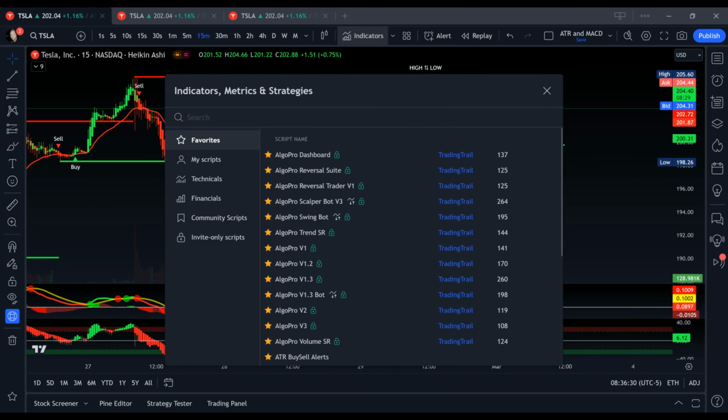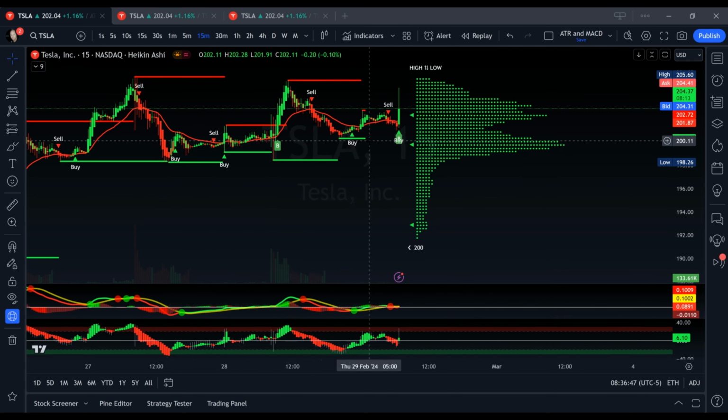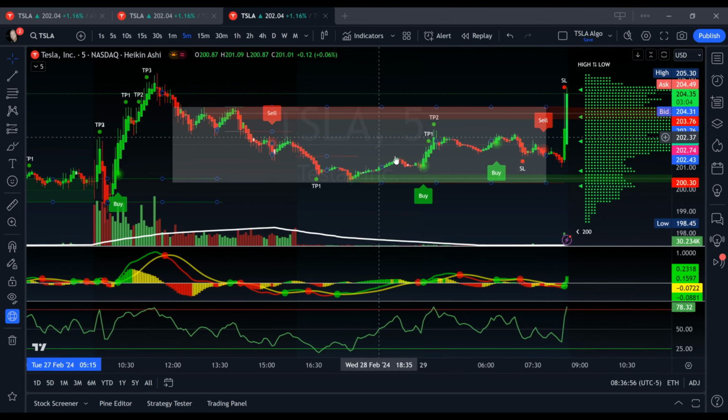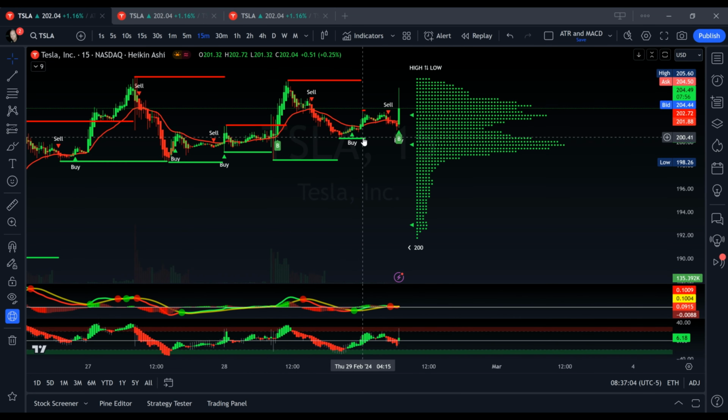So when you type that in, look for the one that says support and resistance levels with breaks by Lux Algo, and the users are 19,587. So you'll add that to your chart, and it'll look like this. Now, I'm using Algo Pro, so it pretty much is about the same. It shows the zones instead of just lines. And that's totally fine too, that you're using Lux Algo. Just as long as you can see the zones and the areas, that's all that really matters, right?